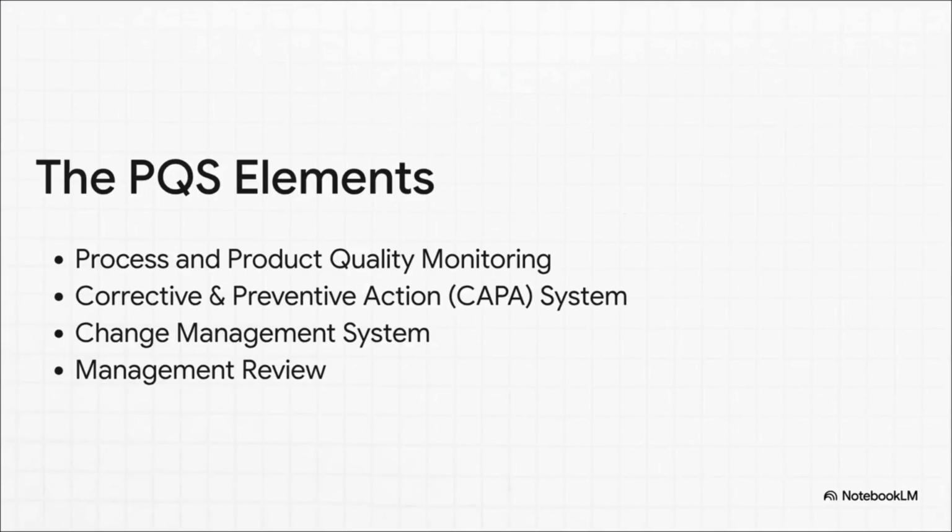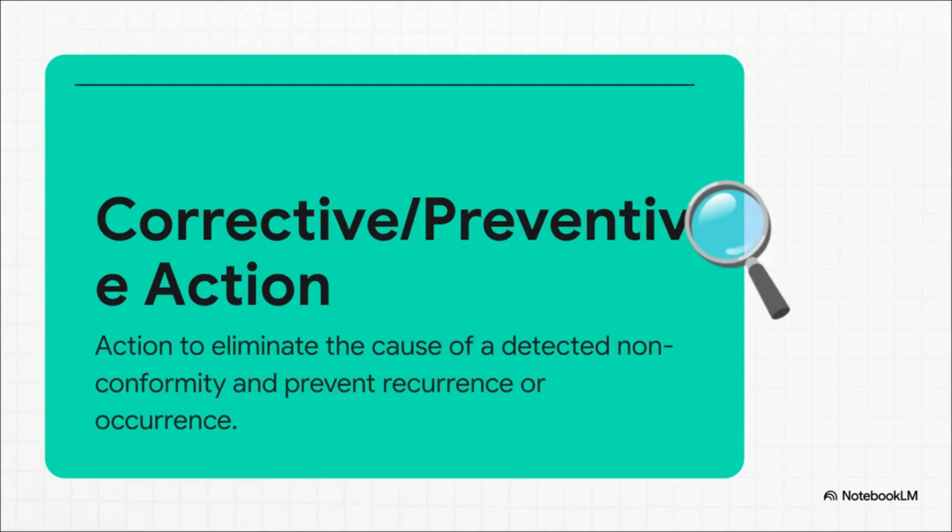You've got your systems for monitoring how things are going, a system for managing any changes, a process called CAPA for when things go wrong, and then a management review to make sure the whole thing is actually working like it should. Okay, let's zoom in on that one for a second.